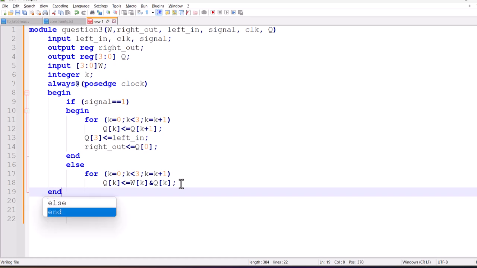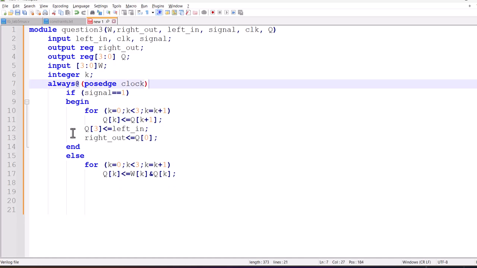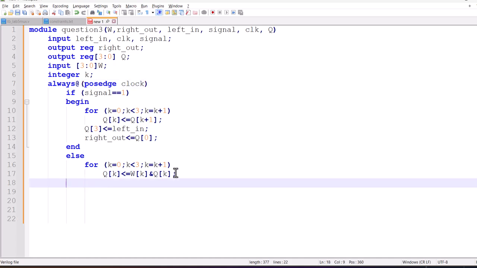End the always block. I didn't actually need to begin and end for the always block, because the always block as it is just has an if-else. So it has one statement, an if-else. Now the if here has multiple lines, so it has a begin and end. The for only has one line, so it doesn't have a begin and end. And this for only has one line, so it doesn't have a begin and end. So that's that. And then an end module.